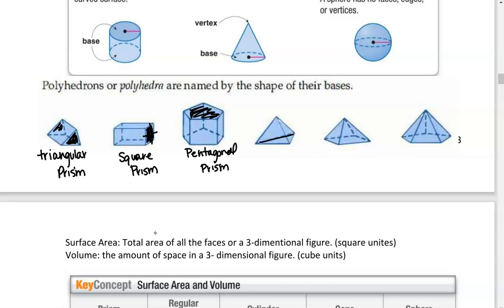And then here we have the triangular pyramid. And then here we have the square pyramid, or rectangular, but we'll go with square. And then here we have the pentagonal pyramid.